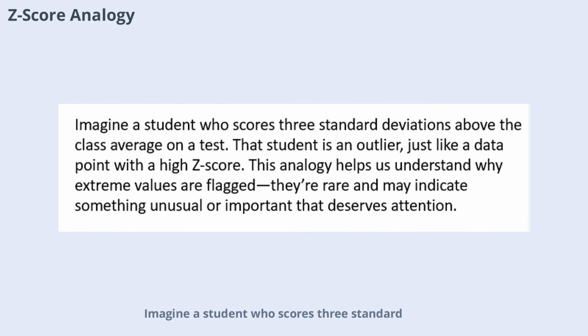Imagine a student who scores 3 standard deviations above the class average on a test. That student is an outlier, just like a data point with a high z-score. This analogy helps us understand why extreme values are flagged. They're rare and may indicate something unusual or important that deserves attention.